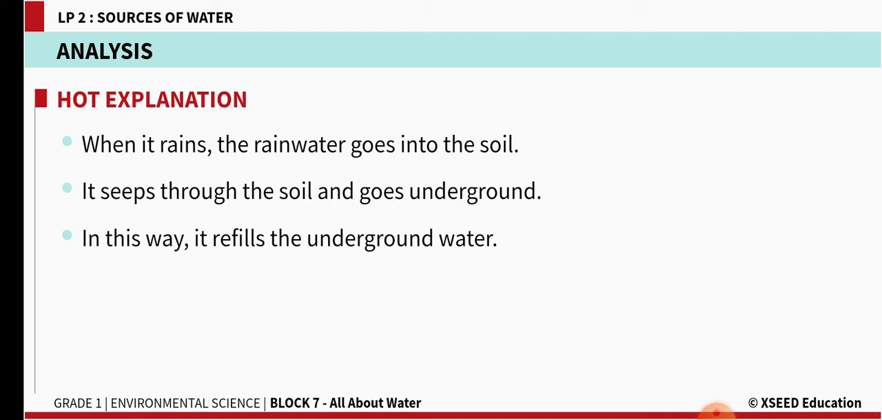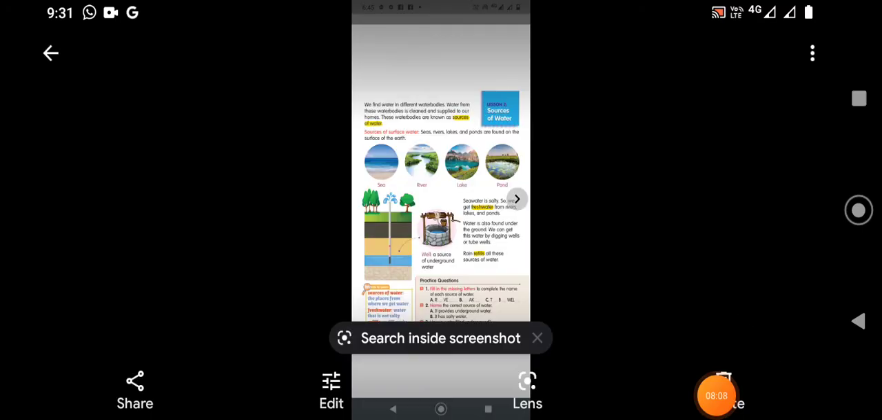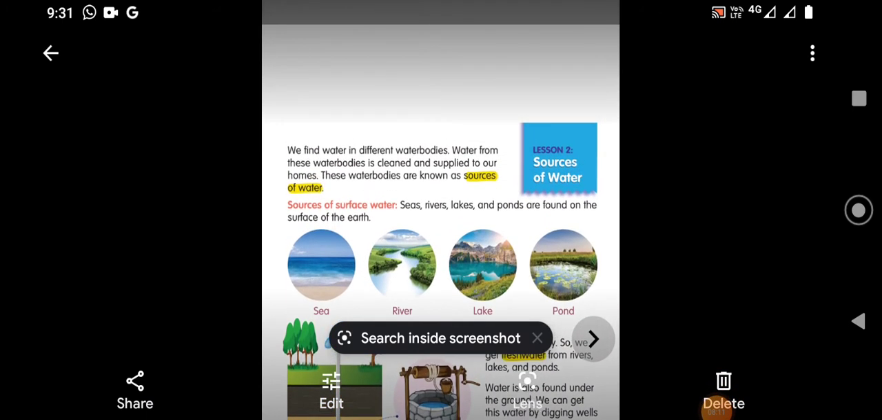Yes, children. Now it is time for us to see what is given in our content book. Please open lesson 2, block 7, sources of water. We find water in different water bodies. Water bodies means a place where so much water is filled. Water from these water bodies is cleaned and supplied by our own.